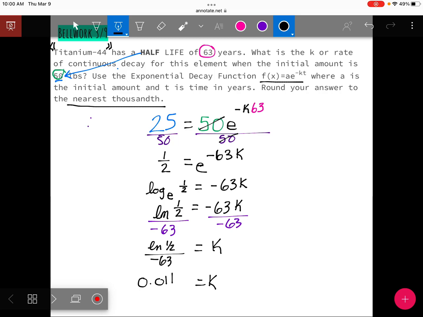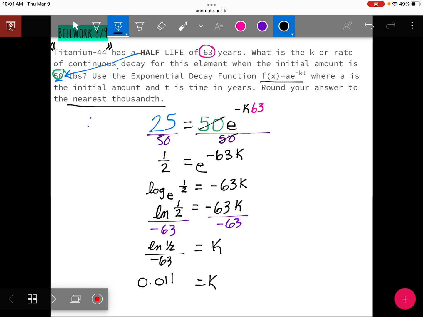Okay, so this is the same exact process if we say, how long until we have this? Or how much do we have after 30 years? Same process.